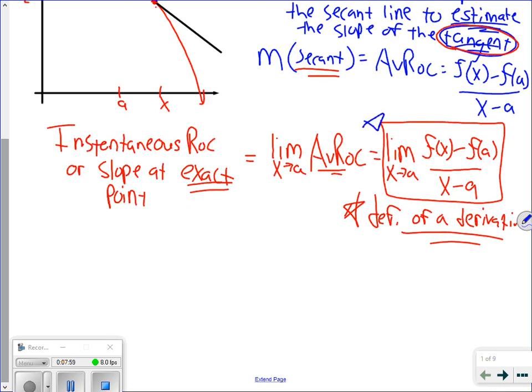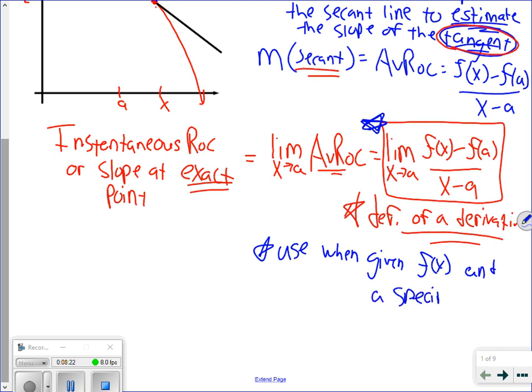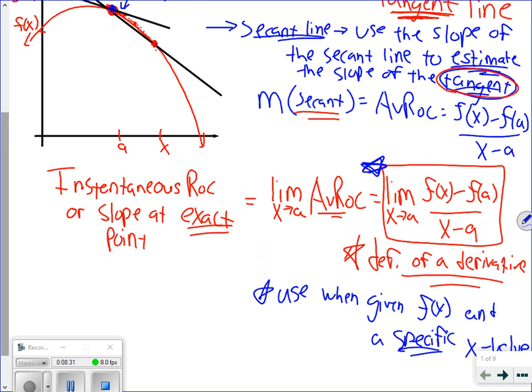Now this formula is great. This is the definition of a derivative, but there happens to be two of them. This one's amazing, but it's actually the one we don't use that often. We only use this when given f of x and asked to find a specific x value. So this is helpful when wanting to find it literally at one specific point. But the second formula we're about to talk about can do just the same thing and even more. So we typically tend to use that one more. So let's look at how that one is going to work.